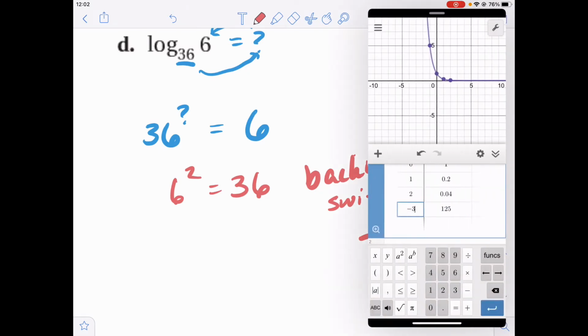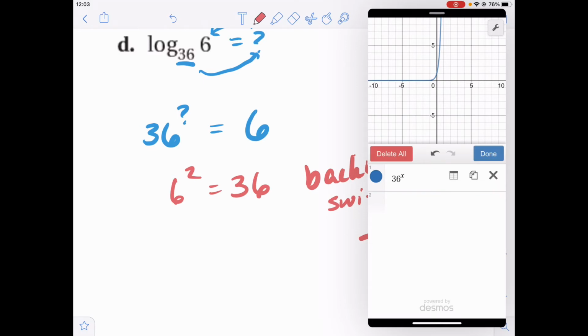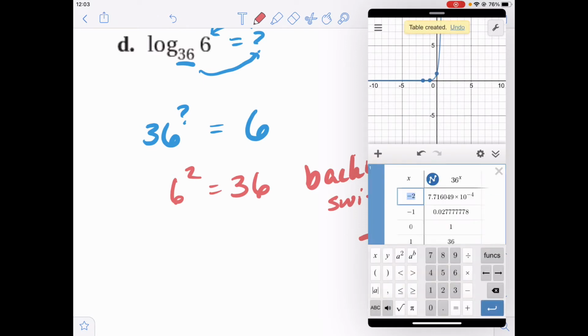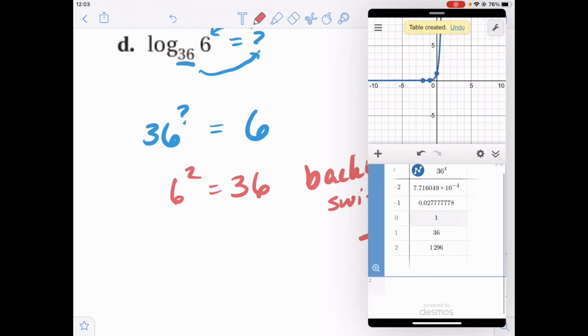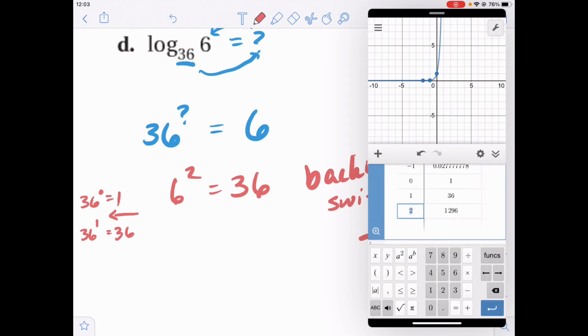Or we could use our Desmos to help us. Look at this, we're going to do 36 to the x, make our table. And we see that we're here, 0 and 1. 36 to the 0 is 1. 36 to the first is 36. So we need to be in the middle of this. This should be 1. And so if we, what's the middle of 1 and 0? Well, that's 1/2.